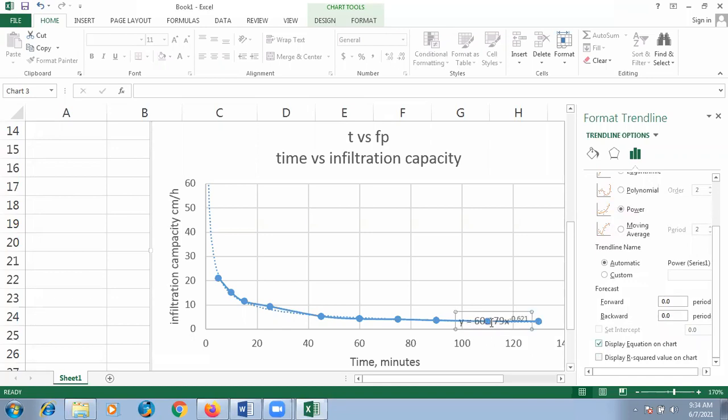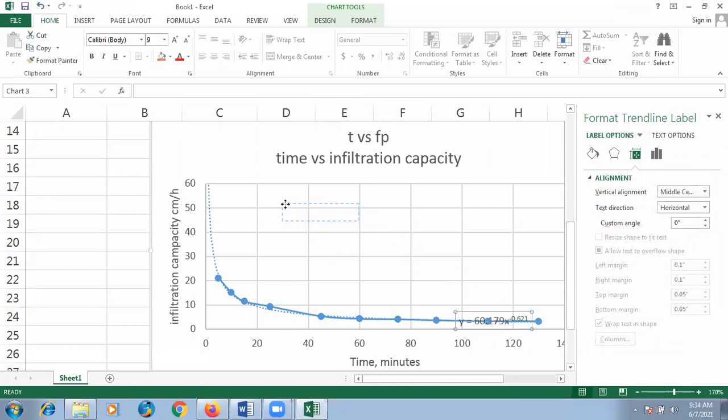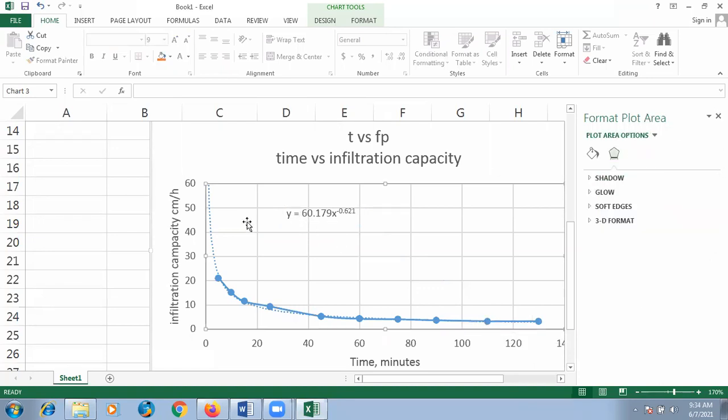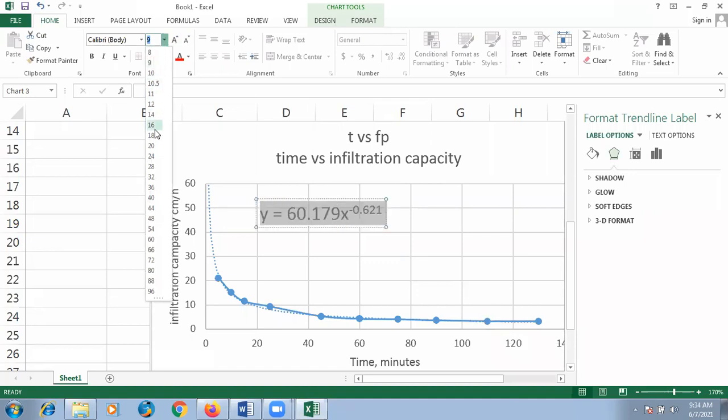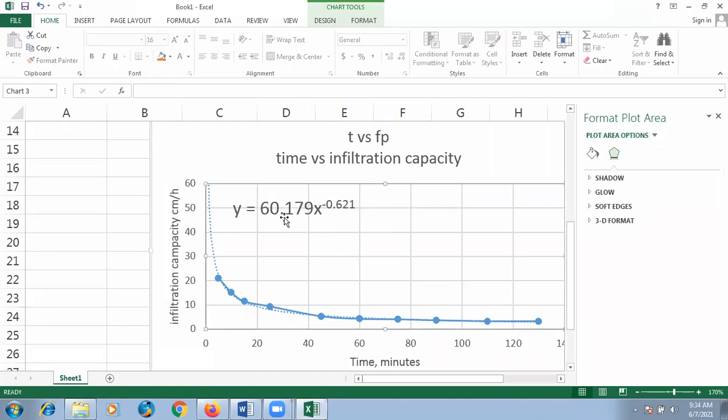I will display the equation here. The equation of the power series has come. Look here, it is 60.179 x to the power 0.621. I will make it a little bigger so that you will all see it better. So this is the equation of the power series. What do y and x represent here? Here, y is the dependent variable, that is infiltration capacity in centimeter per hour, whereas x represents the time in minutes.